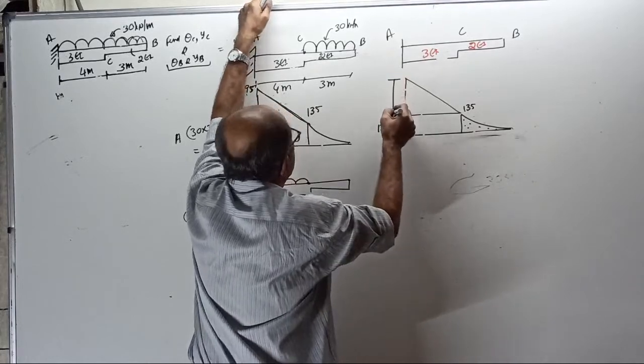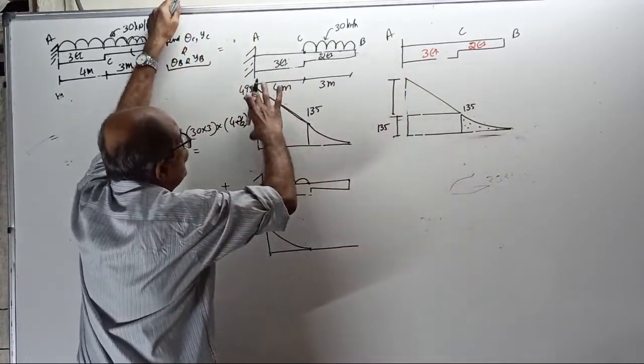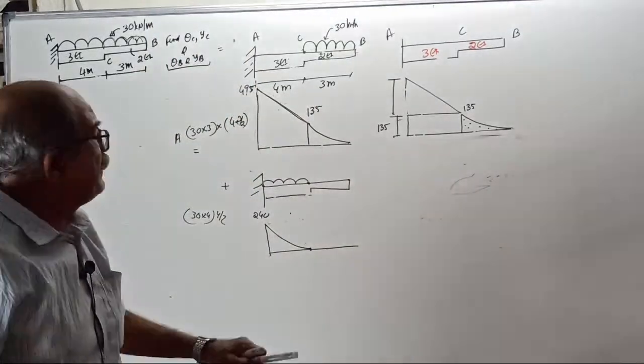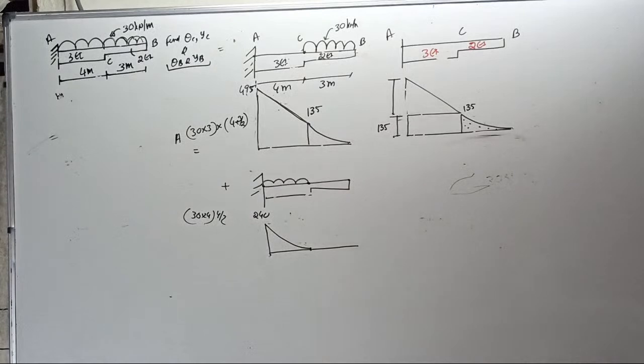This will be, tell the answer, from 495, subtract 135. Answer fast. From 495, subtract 135.